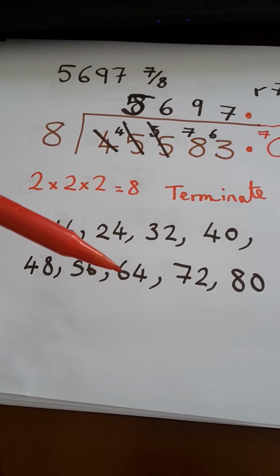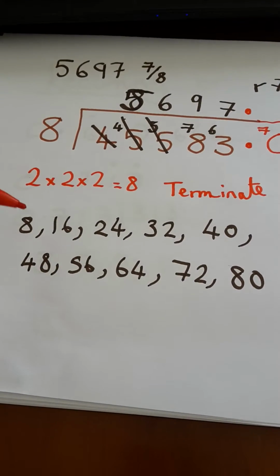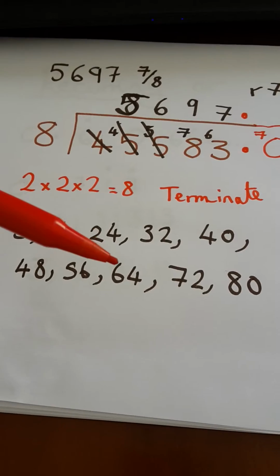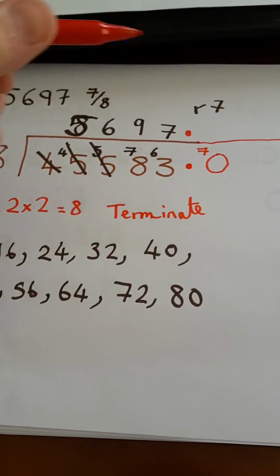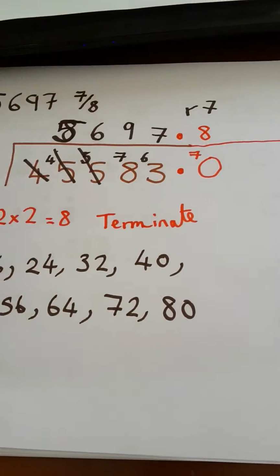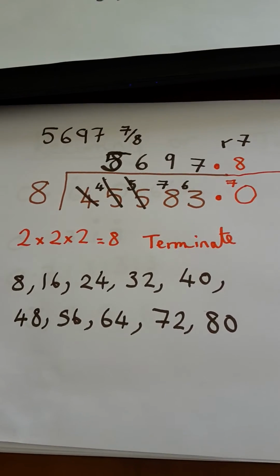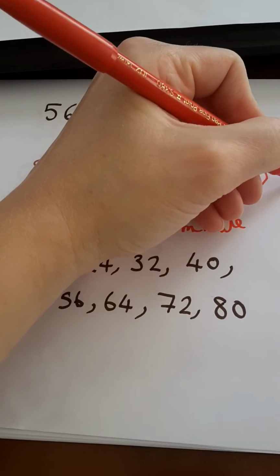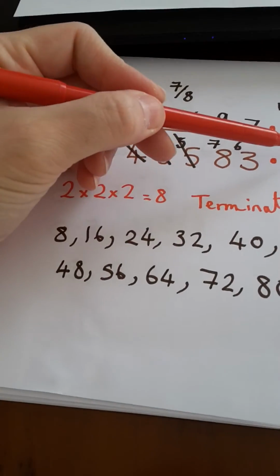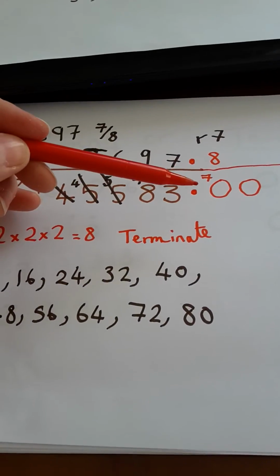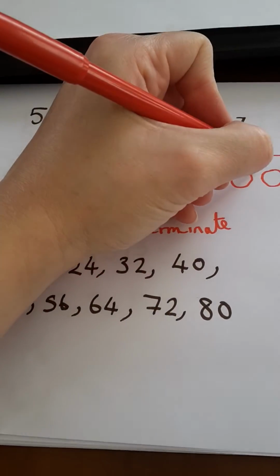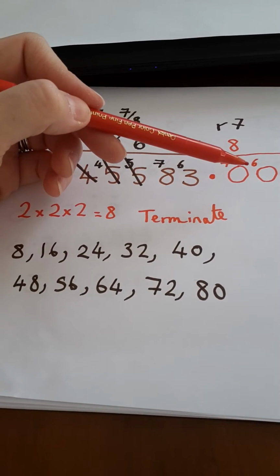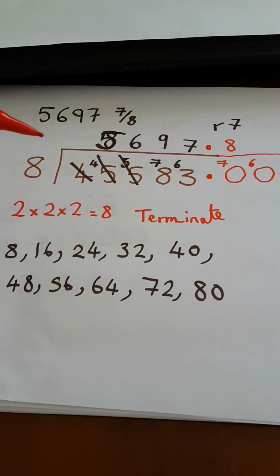Does 70 fit? No. The closest one is 8. 1, 2, 3, 4, 5, 6, 7, 8 lots, which gives us 64. So we're going to end up with another remainder. So what's the difference between 64 and 70? It's 6. So again, I'm going to give it a 0 to live on. And now I'm going to work with 60.